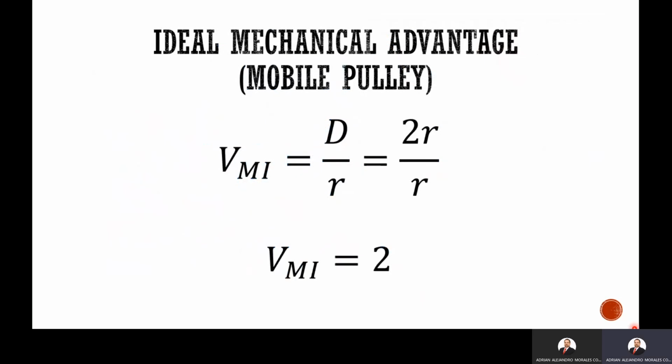The ideal mechanical advantage of a mobile pulley is calculated by the diameter over the radius. In this case, twice the radius over a radius. So it will give you a mechanical advantage of 2.